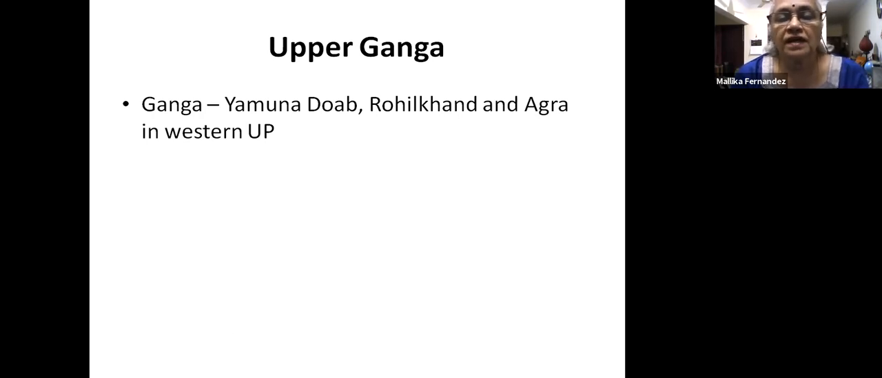Upper Ganga starts from around the Delhi ridge and covers western Uttar Pradesh, and then from eastern Uttar Pradesh to western Bihar is where you have Middle Ganga, and then from Bihar to West Bengal is the Lower Ganga. So what is it that actually divides this plain? It is the type of soil that is found in this region.